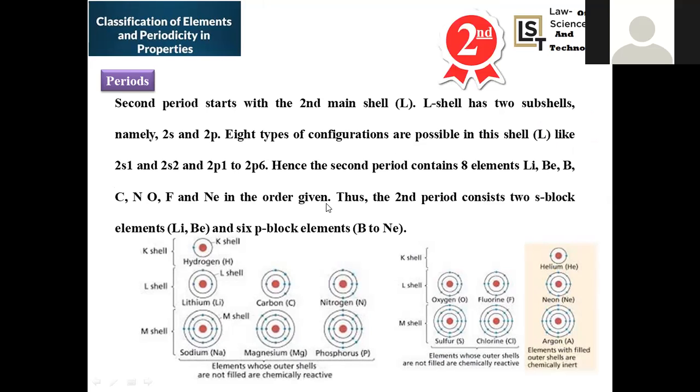Move on to the second period. In the second period, you can say it is the L shell. Principal quantum number is given as 2. The elements of the second period start with lithium, followed by beryllium. Beryllium followed by boron. Boron followed by carbon, nitrogen, oxygen, fluorine, and neon.